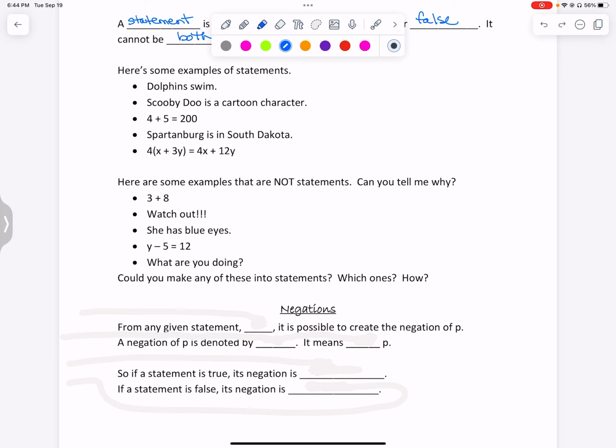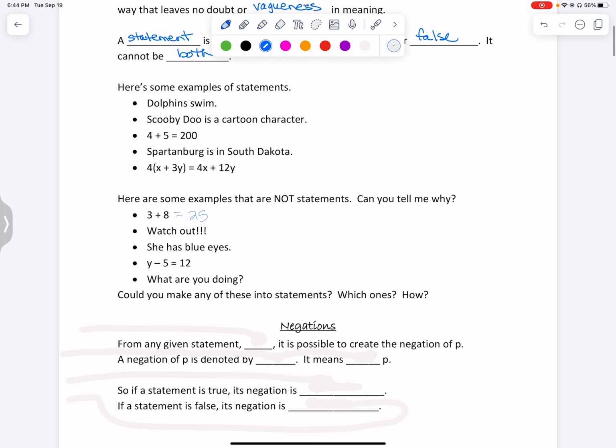Okay. Could we make any of these into statements? Yeah, we could make some into statements. We could say that equals maybe 25. Okay, well then that's a statement. It's false. Watch out. Here's one. She has blue eyes. How about Susie has blue eyes? So once you state who it is, then we know that it is a statement. If I could change that Y to 10 minus 5 is 12. Okay, so those we could make into actual statements.